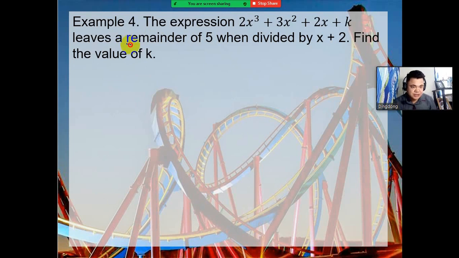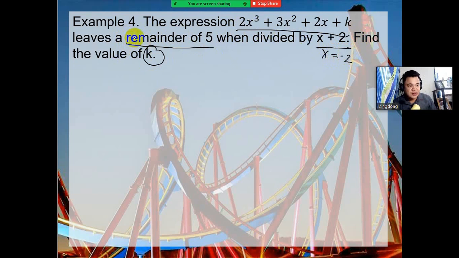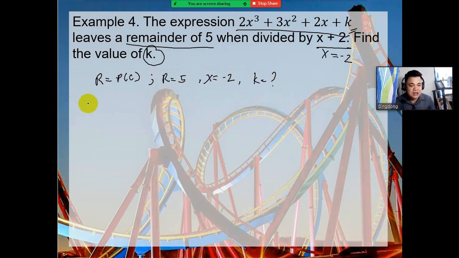So your remainder here is 5. And we have x plus 2. This is also x equals negative 2. And then we are looking for the value of k in terms of this polynomial function. So it's actually the constant term. Now, we are proving that the remainder is equal to P of C. That's the statement of the remainder theorem. Then wherein the value of the remainder is 5, and then the value of x is negative 2. Then we are looking for the value of k. That is the unknown value.